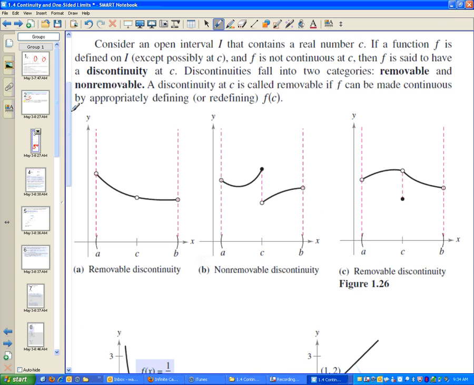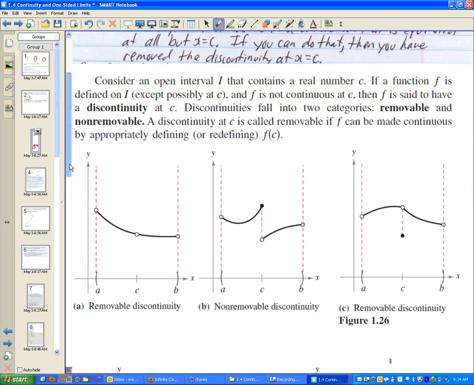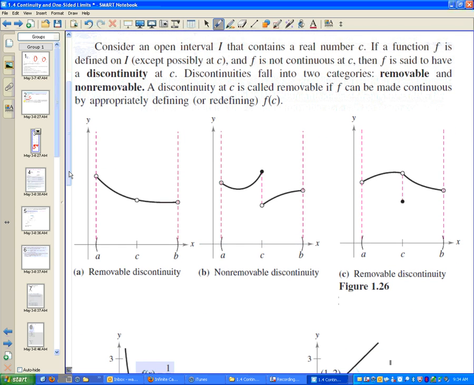So, let's look at what the book has to say about this. It says, consider an open interval I that contains a real number c. If a function f is defined on this interval, except possibly at c, and f is not continuous at c, then f is said to have a discontinuity at c. All right, so that just sums up in math talk what we've been talking about. If it's discontinuous because one of those three conditions is not met, or one of those three bad things happens, it's discontinuous.